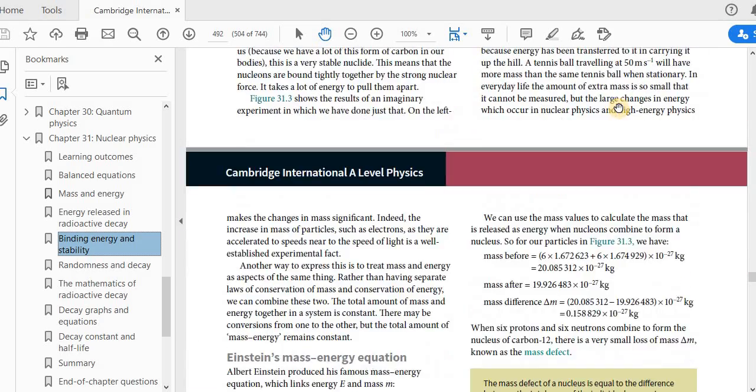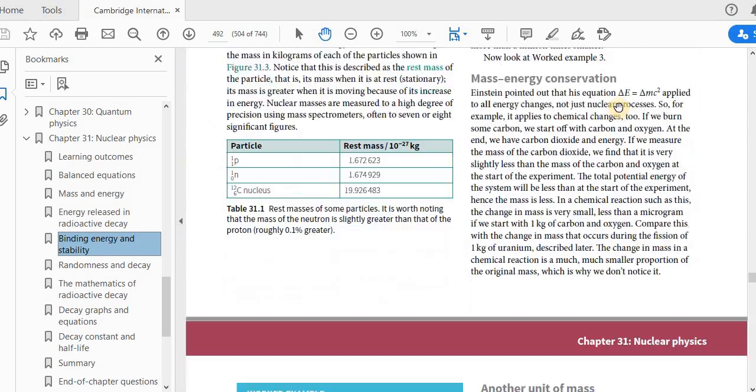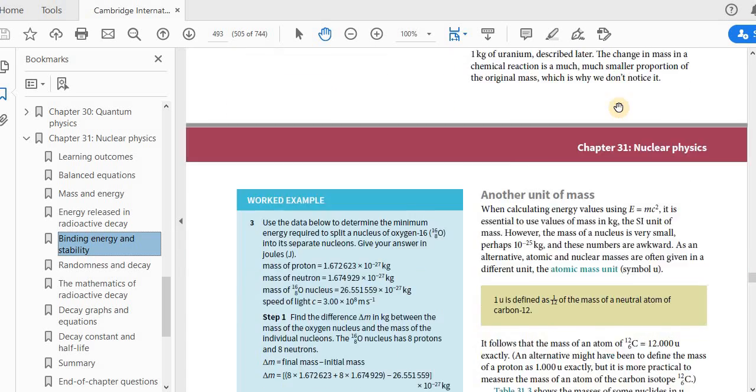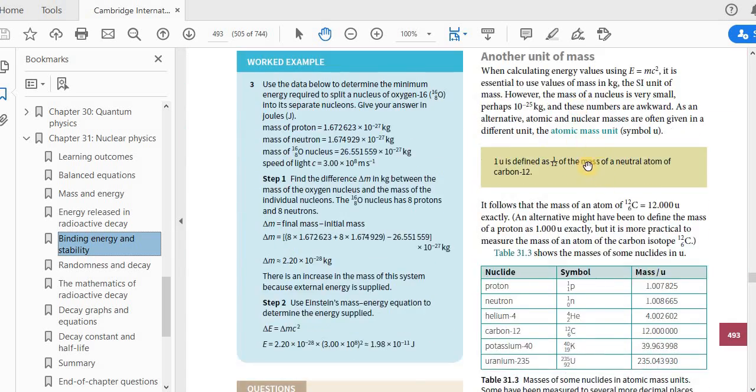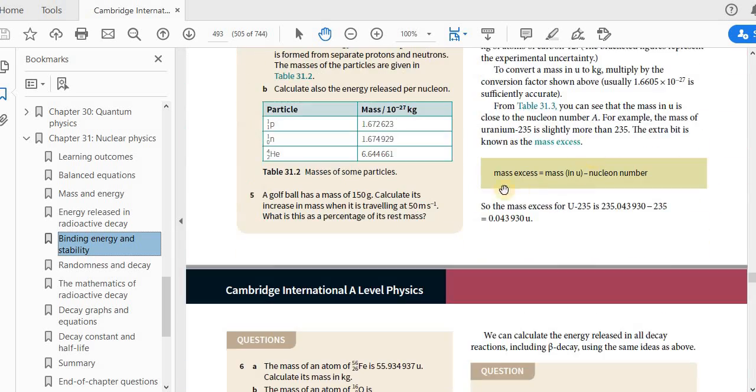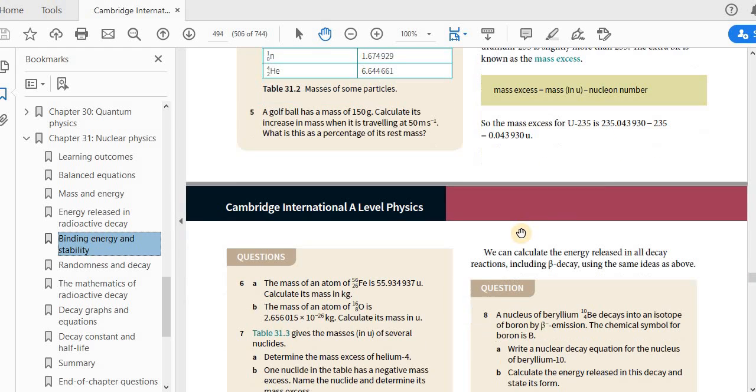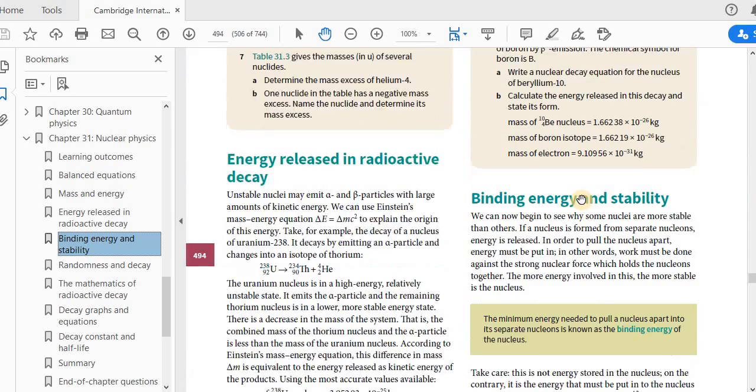And in the previous lesson I explained why that is. Anyway, now the next one, we also went through this. So mass excess, see, is the mass in u minus the nucleon number. That is the mass excess. Here you can see, yeah, so we get that example here.